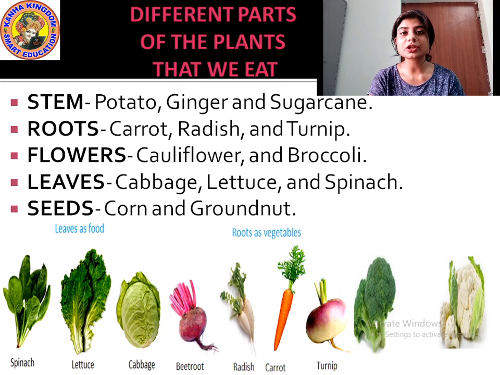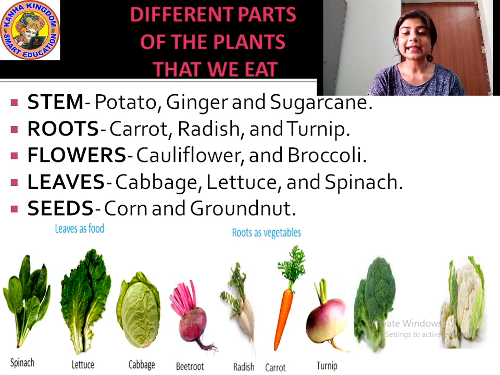Though this potato and ginger also grow inside the soil, these are not root. These are considered as stem. Okay, and sugarcane is already a stem because it does not grow inside the soil. Okay, then flowers. What are the flower parts that we eat as food? For example, like cauliflower and broccoli. Okay, the vegetables cauliflower and broccoli are actually the flower part of the plant. Okay, the vegetables that we eat, cauliflower and broccoli, are actually the flower part of the plant.